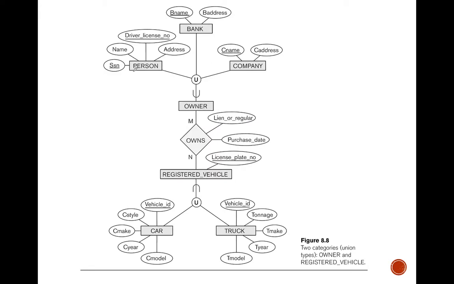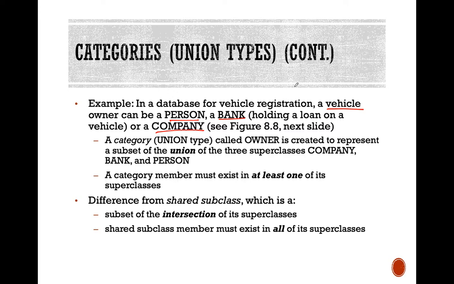Let's see a person. A person's attributes are SSN, name, license number, address. A bank is actually a completely different type of entity, and banks do not need to have any common attribute with a person. A bank has attributes like bank name and address. And a company is also a completely different type of entity. A company will have attributes like name and address. But a vehicle owner can be a person, a bank, or a company.